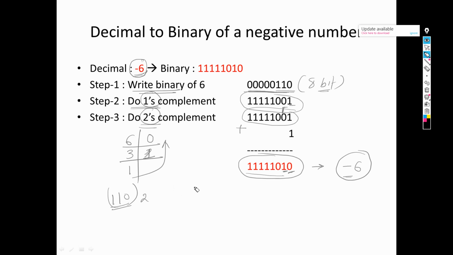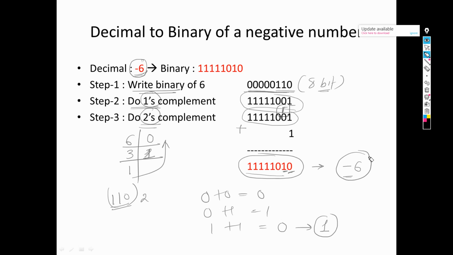Now in binary, when we add 0 plus 0, it gives me 0, no carry. Then 0 plus 1 gives us 1. But 1 plus 1 gives us 0 and a carry will be forwarded. What is the carry? The carry will be 1, and that is forwarded. So here 1 plus 1 is 0 and the carry is forwarded here. This is the carry. So 1 plus 0 will be 1. So finally, whatever you get, that is the binary equivalent of minus 6.